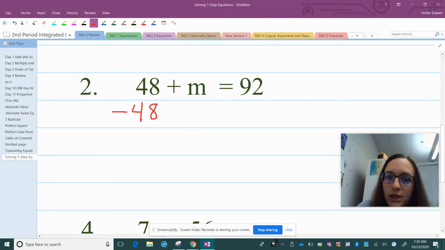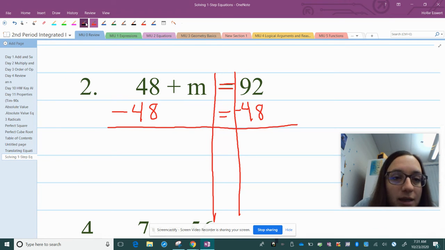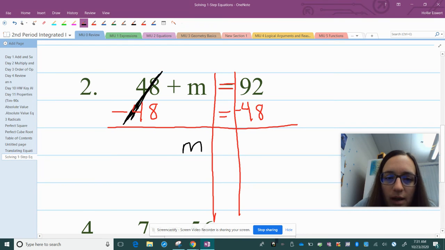Now be careful. Are you watching here? Whatever we do to one side of this equal sign, we do to the other side of the equal sign. So we are subtracting 48 from the 92, not the m. If that is weird to you, one of the teachers draws little train tracks to separate it out so you can see, oh, there's that side, there's this side. Train tracks might be helpful for you. So then when we subtract, look at this, 48 minus 48, 0. Nothing. They're gone. We are left with m is equal to, now we have to subtract.